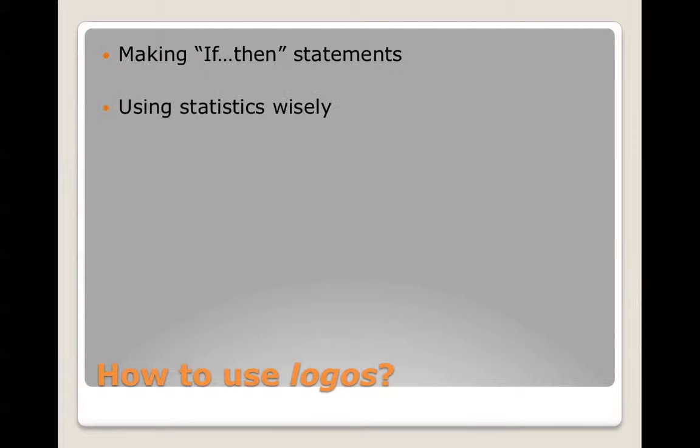So how to use logos? Well, you can make if-then statements. So if the American dream means a better life, then right now the American dream is an illusion. Okay, so that's logic. Not complete logic. You would have to still come up with some reasons and some underlying assumptions, but that is logic.